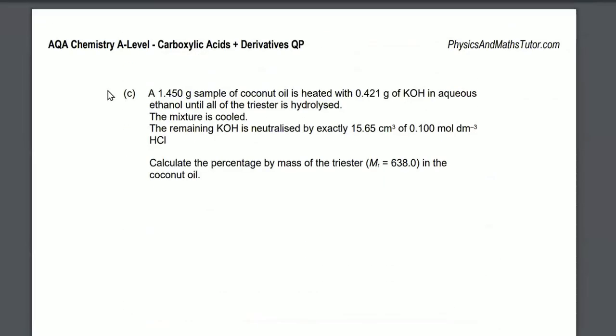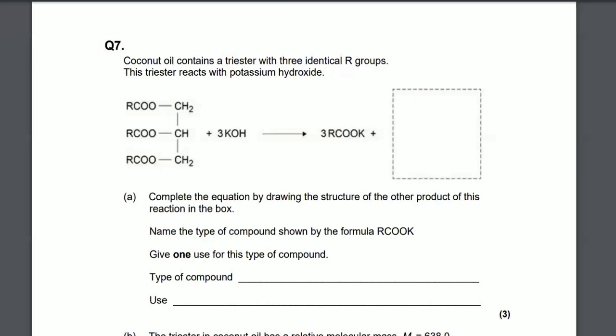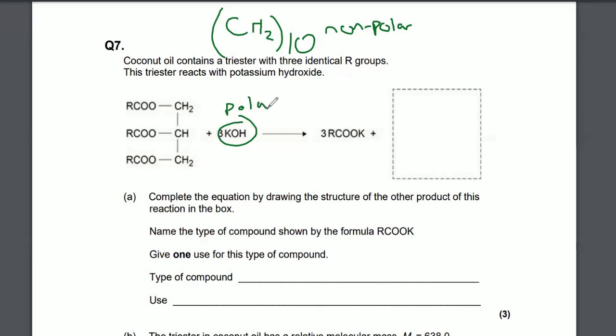Suggest why aqueous ethanol is a suitable solvent. Okay, so why is ethanol a suitable solvent for this reaction? Well, if you check out triesters, we've already found out earlier in the question that there's a CH3, CH2 chain in the R group. And that's going to be fairly non-polar, right? There's no positive and negative elements, delta positive, delta negative there.